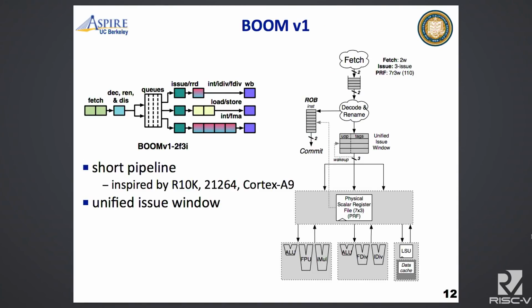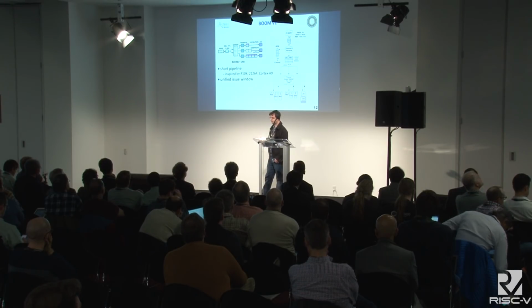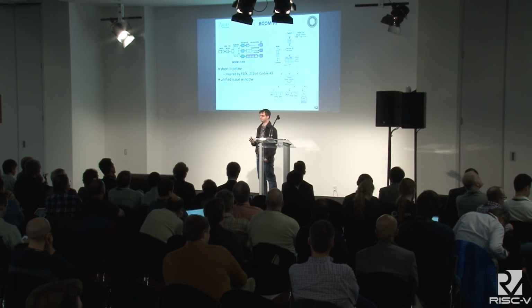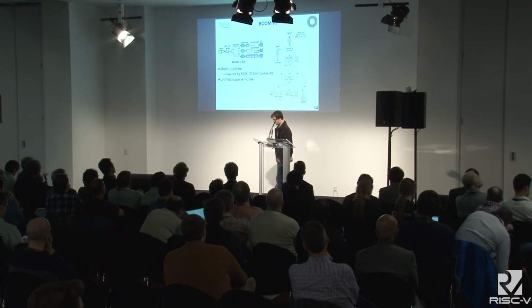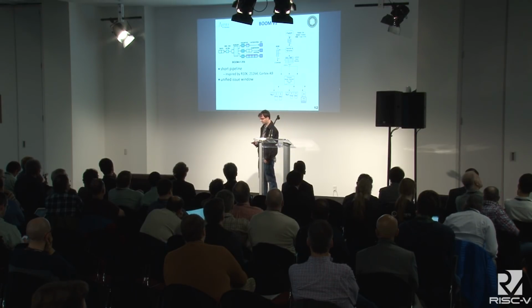So this is what BOOM v1 looked like. This is a short pipeline inspired by the MIPS R10K and the Alpha 21264. They have some nice papers that explain what they do in every stage, so I could follow that as an academic and try to recreate that. However, that was the 90s. They did a lot of full custom design, a lot of dynamic logic. So there are things that they did that I can't really do now.